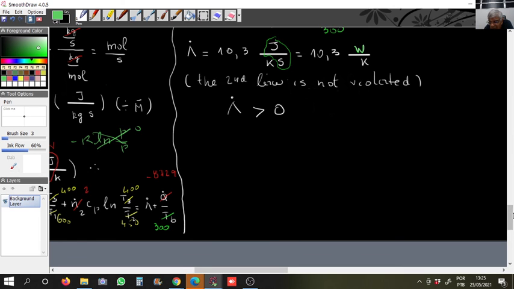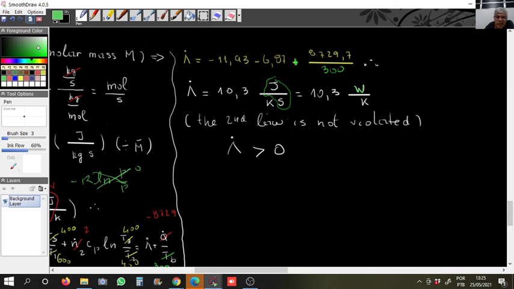Over here a little bit. These are the numbers that I calculated over there: minus 11, minus 1193, minus 687, plus this number over here. You see, this is 10.3, which is greater than 0. So the second law is not violated. That's a very important result.